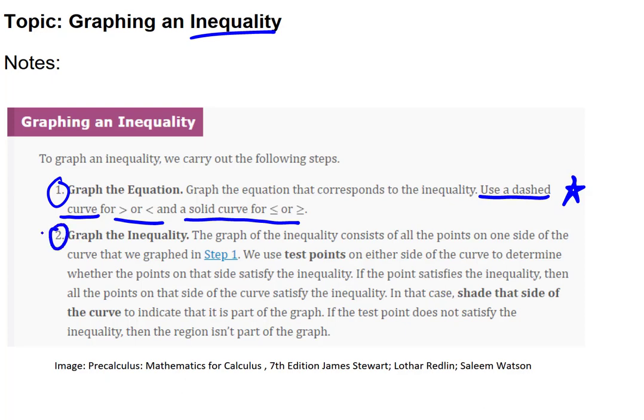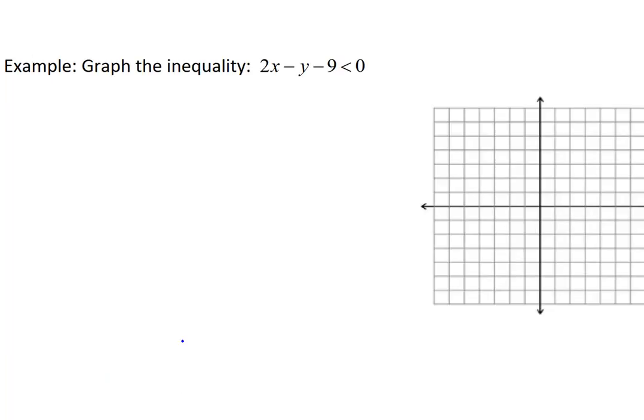And then secondly, there's another step to graphing an inequality, and that is we have to decide which side of the graph represents the solution. There's an actual region, a two-dimensional region that is the solution, and we can usually find that by using test points. And so once we use a test point to find out which side is true, we simply shade that side of the curve. Let's try an example where we want to graph the inequality that is as follows.